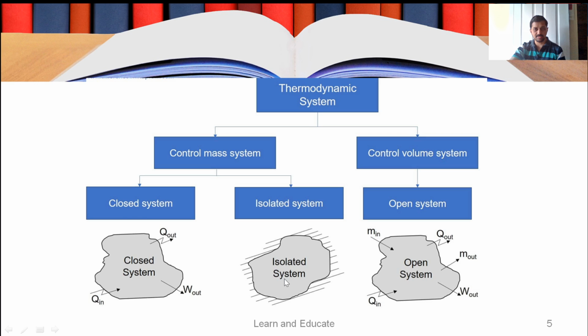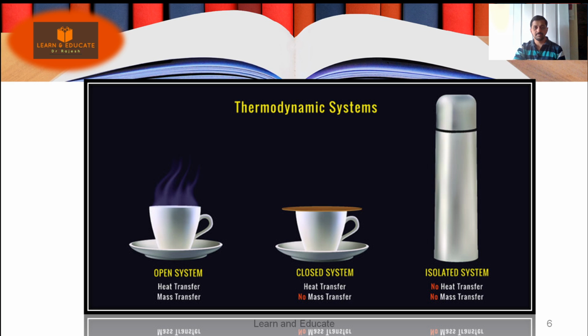So let us consider a cup of hot coffee or tea kept on a table in a condenser. So when it is not closed, both heat and mass can cross the imaginary boundary of the cup. So such a system is called an open system. At the same time, when we close the top of the cup, no mass can cross the boundary. That is a closed system.